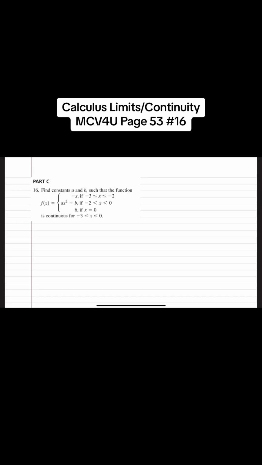Okay, so this is another question from the Calculus and Vectors Nelson textbook. This is part of the 1.6 continuity section, which is part of the limits unit. This is page 53, question number 16, where it says find the constants a and b such that this piecewise function is continuous for the interval between -3 and 0 inclusive. So without further ado, let's begin this question.